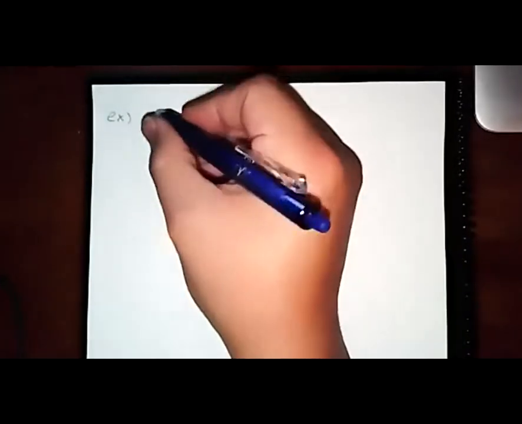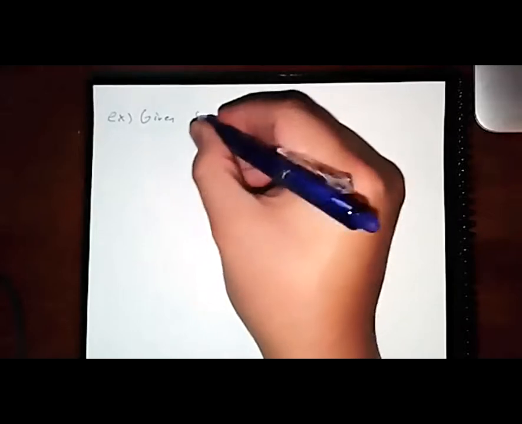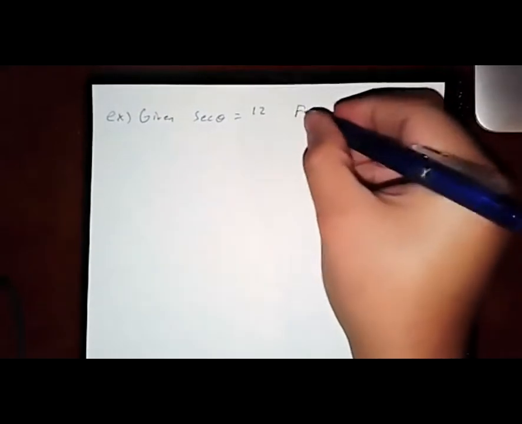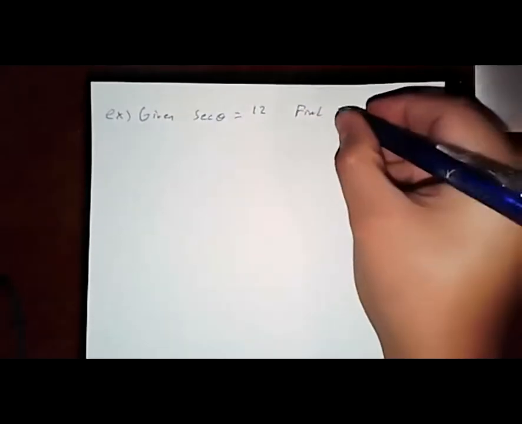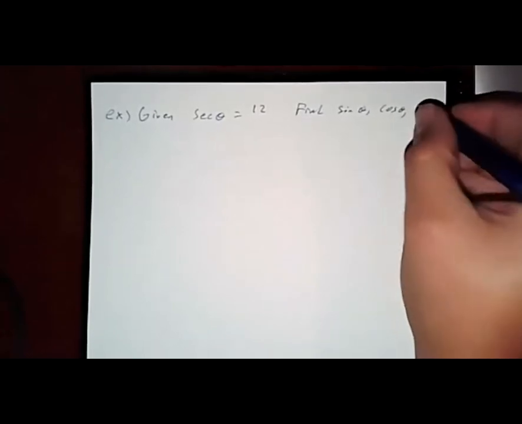So in this next one, they're going to say, you know what, here's secant. They'll give you one of the functions, and you've got to find the other 2 or 3, or maybe all 6, depending. So I'm going to make up the example here. So you're given secant theta equal to 12. Find sine theta, cosine theta, tangent theta.